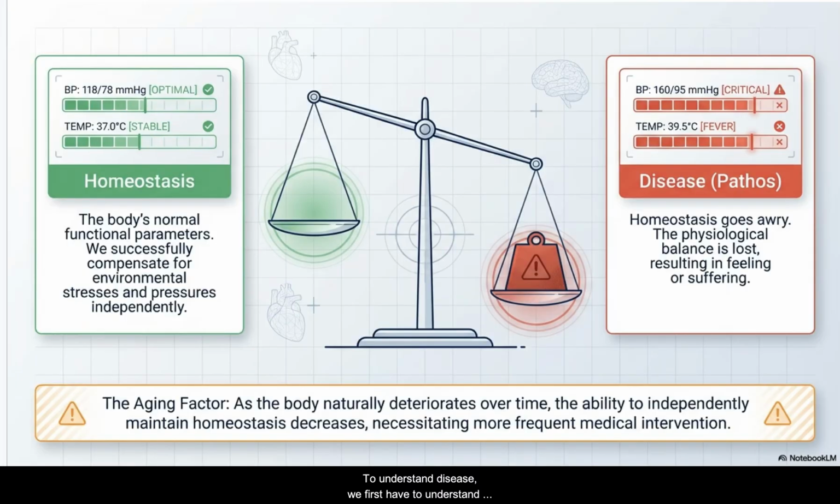To understand disease, we first have to understand what balance is, which is homeostasis. Homeostasis basically represents the body's normal functional parameters. Think of it as a green light, where your vitals, like a blood pressure of 118/78 or a temperature of 37 degrees Celsius, are stable and optimal. Disease, or pathos, occurs when this balance is lost and homeostasis goes awry, resulting in suffering.